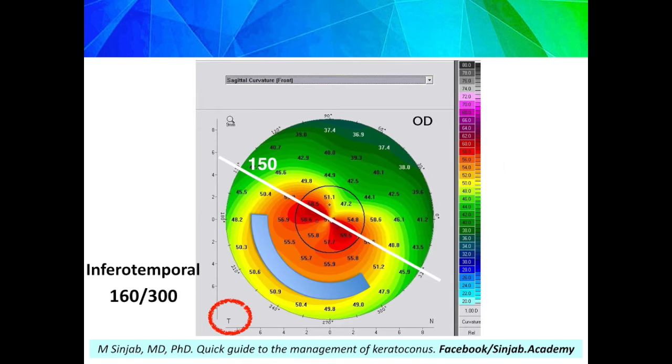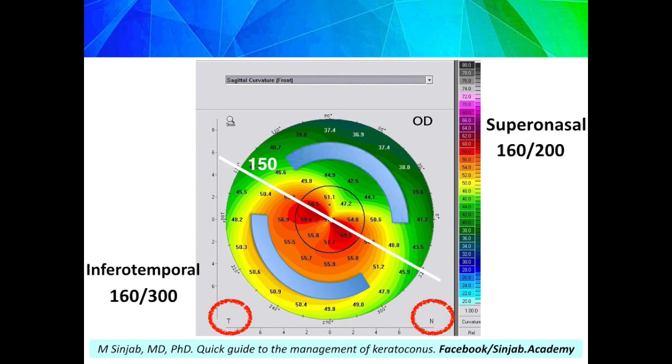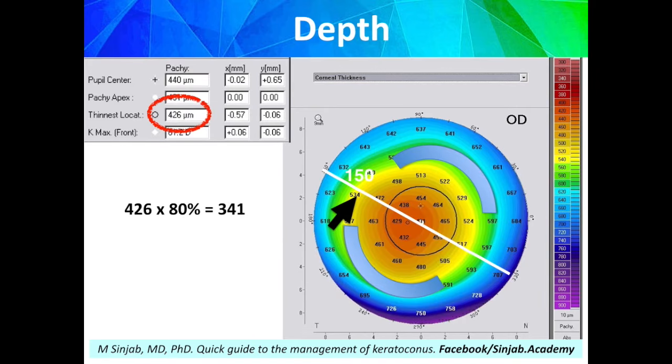The first segment is inferotemporal, and it is 160, 300. We use the thicker one inferiorly. And the superior nasal one will be 160, 200 microns. But if we are going to use the 6 millimeter type, the 150, 350 will be inferotemporal, and the 150, 250 will be superior nasal. Regarding the depth of incision, it will be 341 microns.